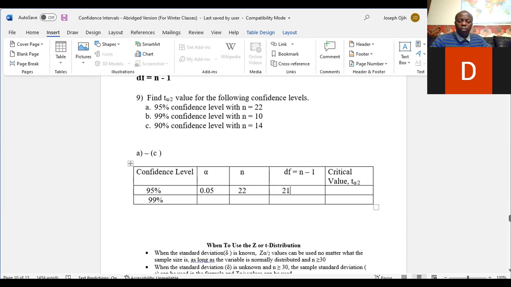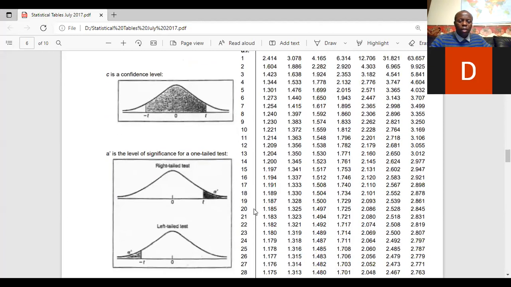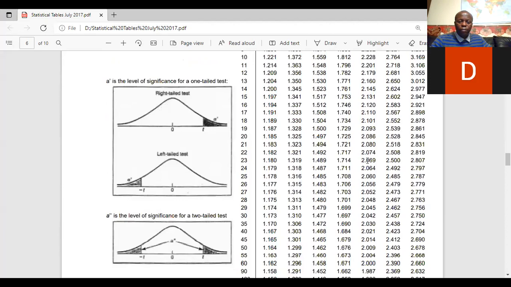So go there. You can see the degree of freedom of 21 right here. I can go under 0.05, which is this one here. So you follow it across. So 21, it's right here. 2.080. Write it down. 2.080. And that's it. That is the critical value for that. So we go there and put it as our answer, 2.080. Okay.